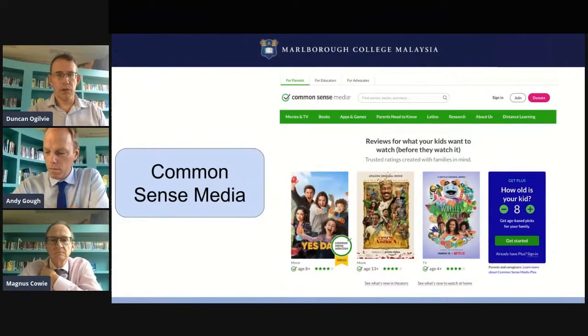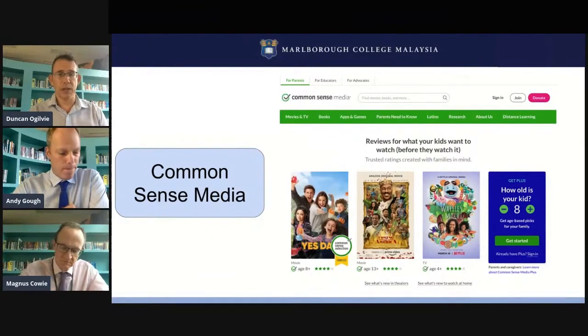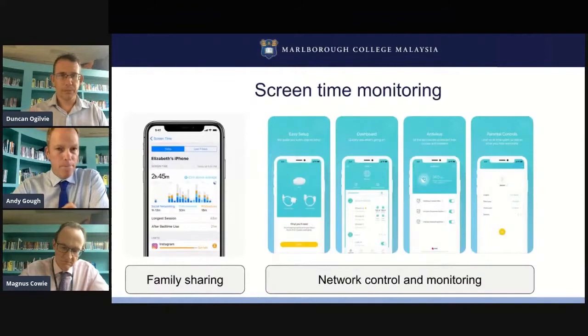As you know, we are very, very keen on Common Sense Media here at MCM. And if you haven't done so, please do go on there. Please do join. There's an absolute host of information which is regularly updated for parents.